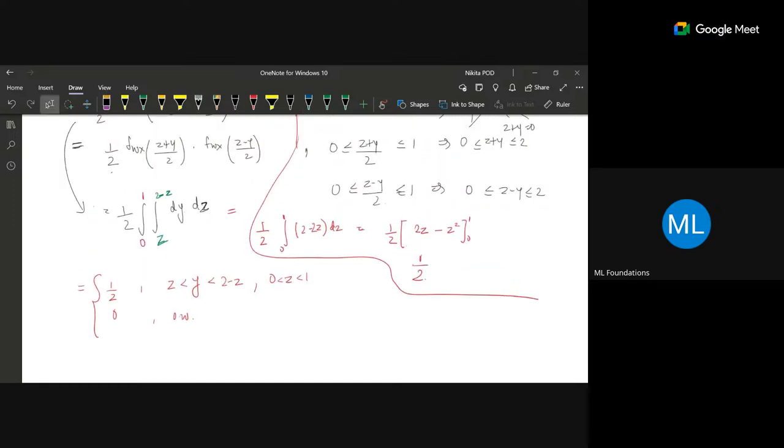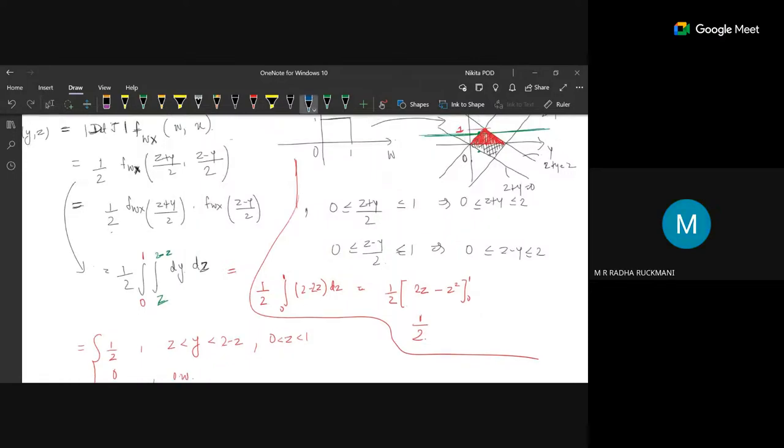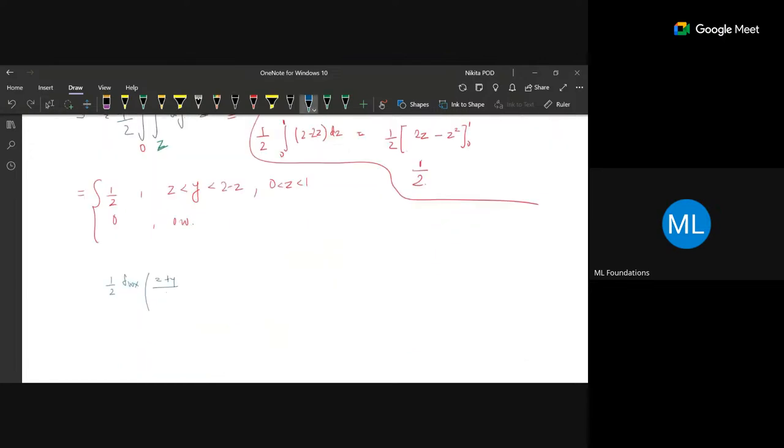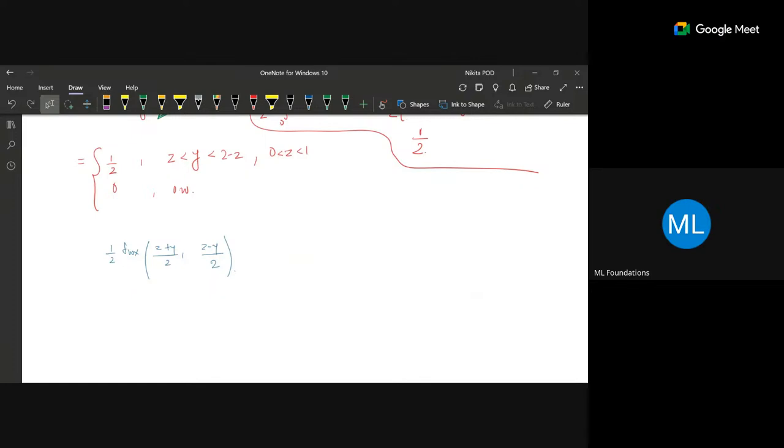What we got is, at the end, we got this, right? Half of f of w, x. W was z plus y by 2. X was z minus y by 2. And we know that this w and x lie between 0 and 1. So this is your w, this is your x. So they should also lie between 0 to 1, right?